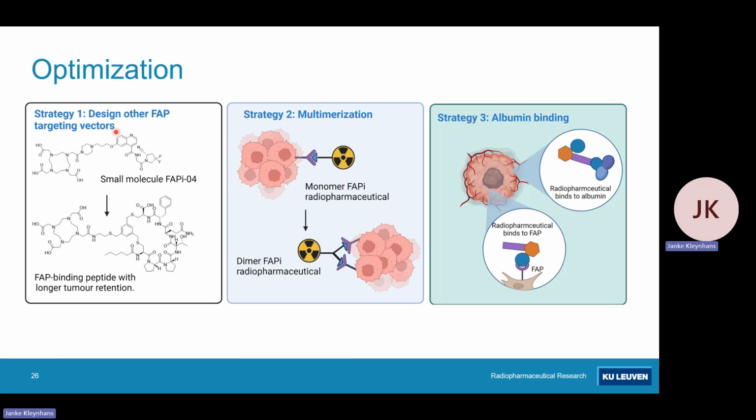So firstly, there is the drive to design other FAP targeting vectors that are maybe not based on this pharmacophore of the FAPi 04. There are also multimerization strategies that seem quite interesting, where you have 2 FAPi molecules for every radiopharmaceutical, and then also albumin binding is being investigated.